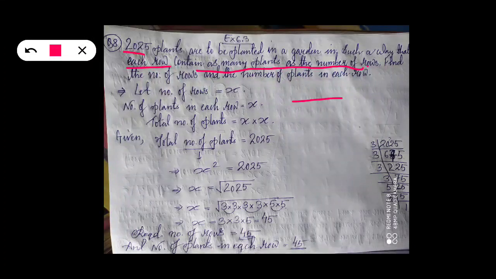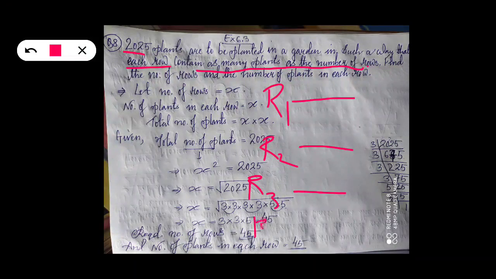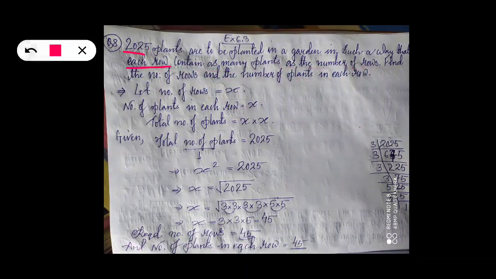Row means a line. Suppose this is row 1, row 2, like this. Row 3, row 4. I'll not write the numbers, I'll just make a line. How many rows are there now? Yes, there are 4 rows. Now, with 4 rows, in each row there will be as many plants as there are rows. So here are 4 rows, so each row will have 4 plants.